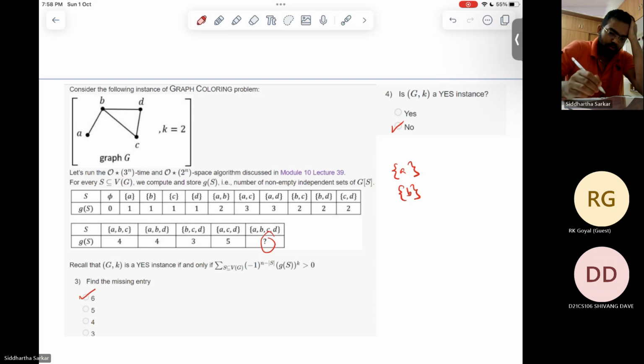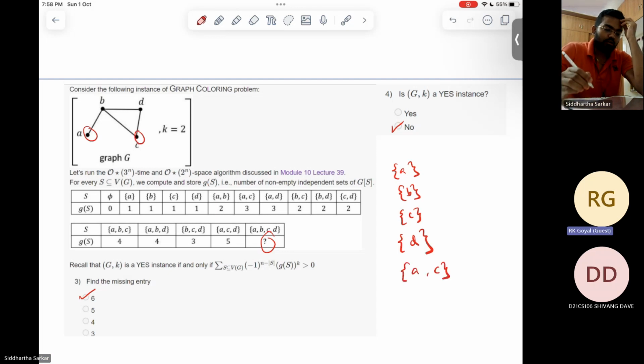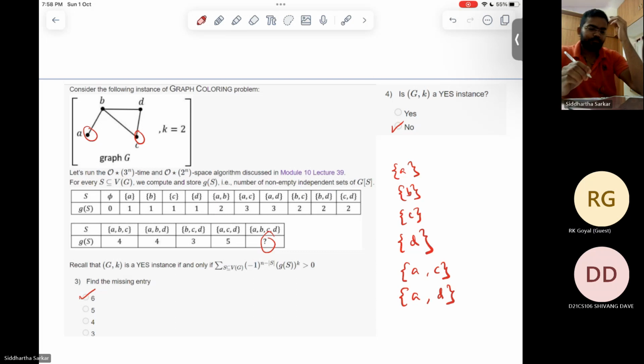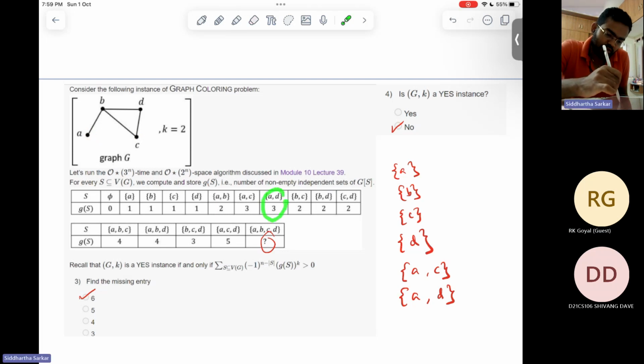So let's count them. You're right. A, B, C, D, all singletons are non-empty independent sets. So how about A and C? The entry for A and C is 3. It shows that together A and C also form an independent set. And for A and D, you're saying this entry is 3. So there are 3 independent subsets. That is a good observation.